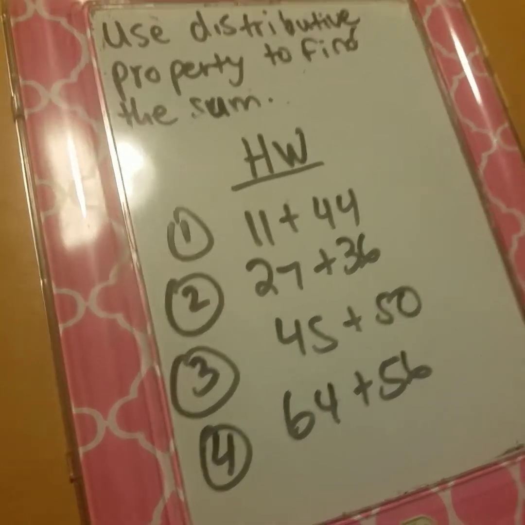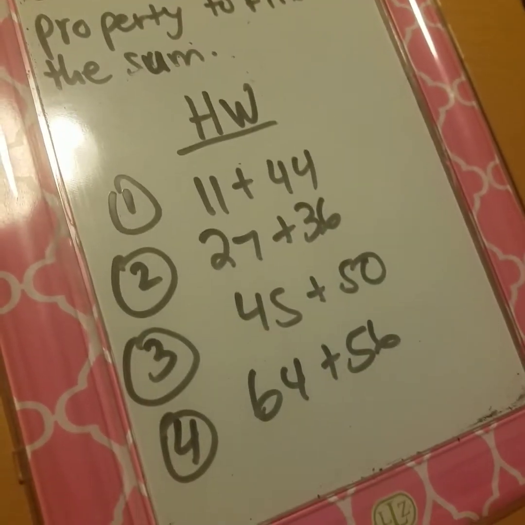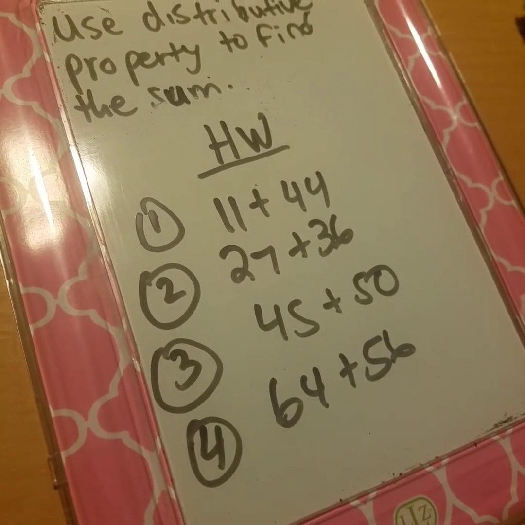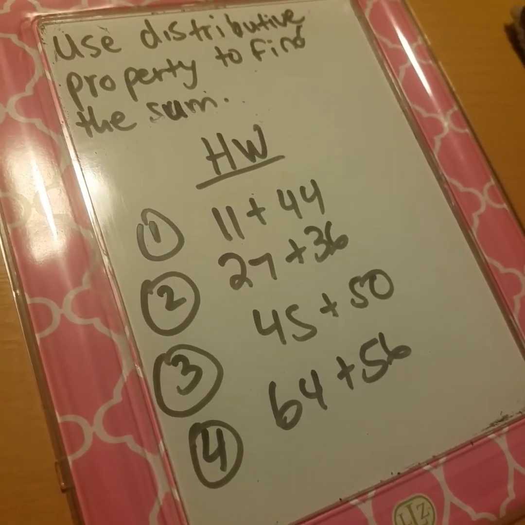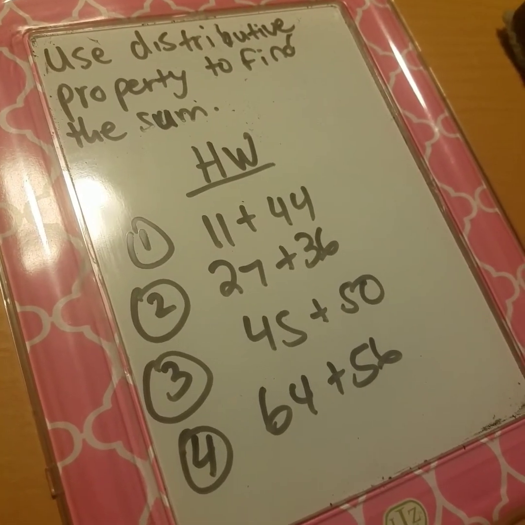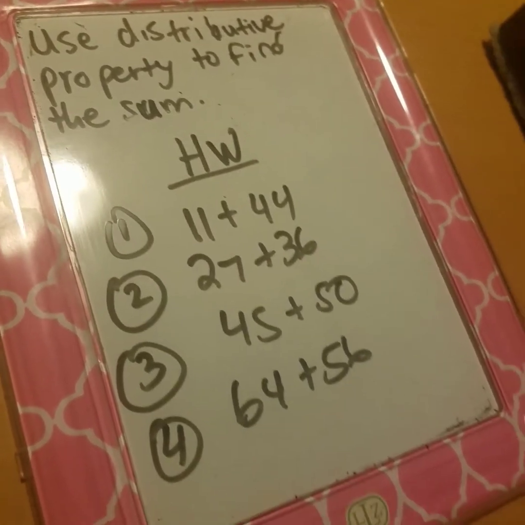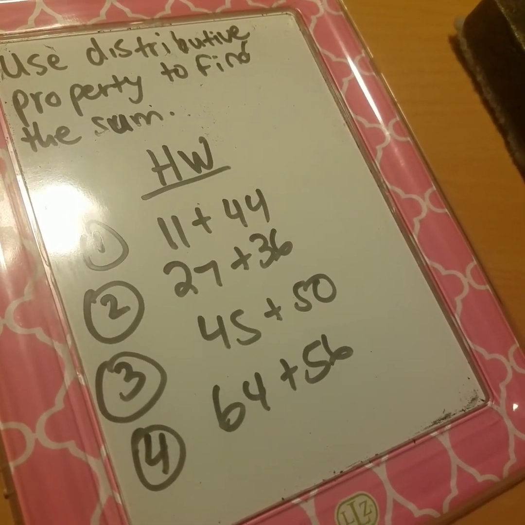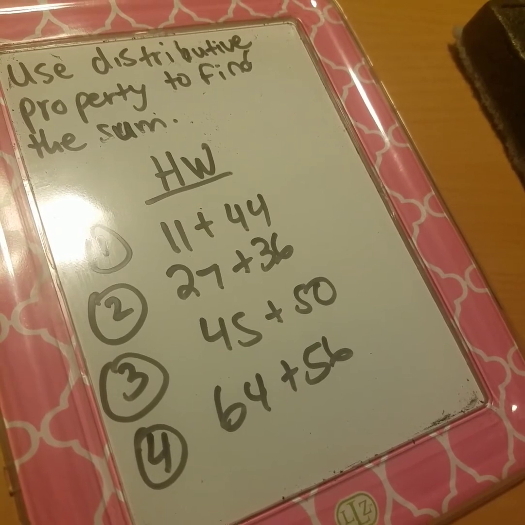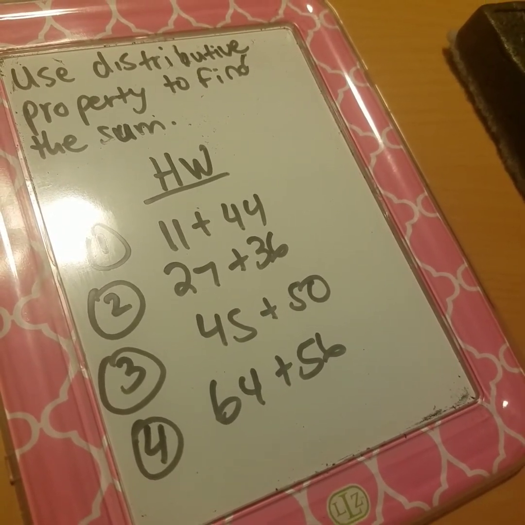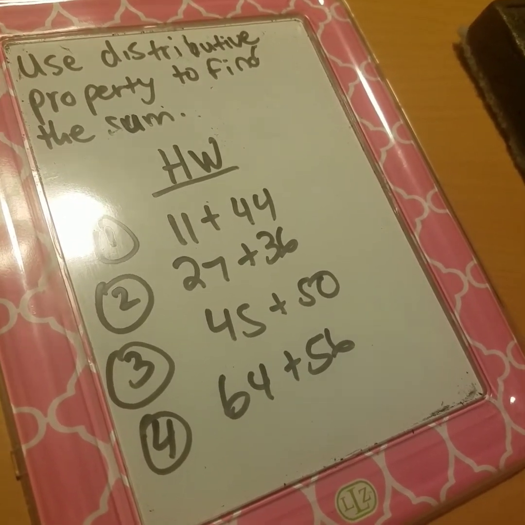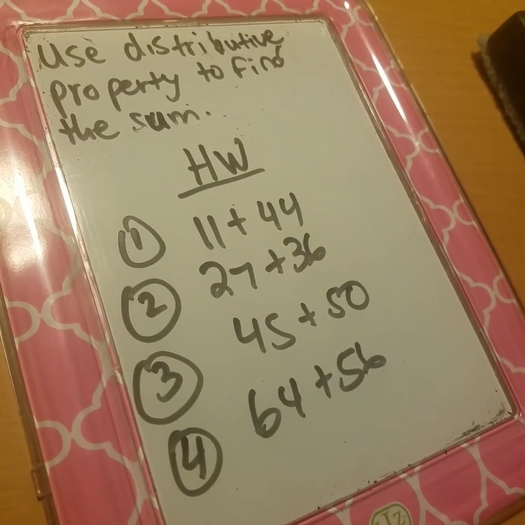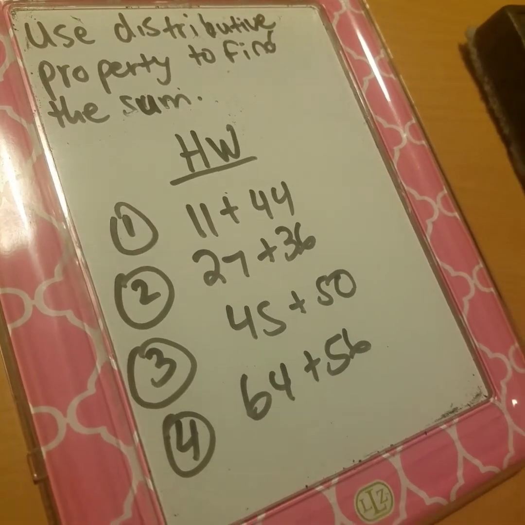All right, so this is your homework. Use the distributive property to find the sum for number 1, 11 plus 44; number 2, 27 plus 36; number 3, 45 plus 50; number 4, 64 plus 56. You can use the ladder method if you feel comfortable with it, the Venn diagram, or the area model. But make sure you remember you must find the greatest common factor between the two numbers first, whichever strategy you decide to use.